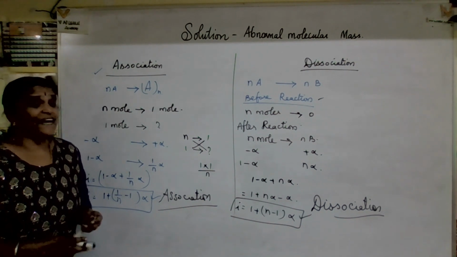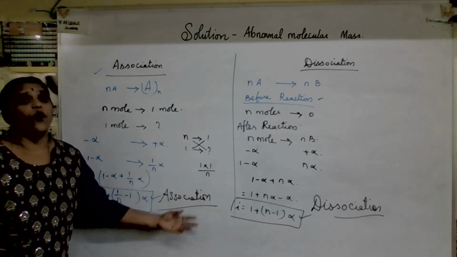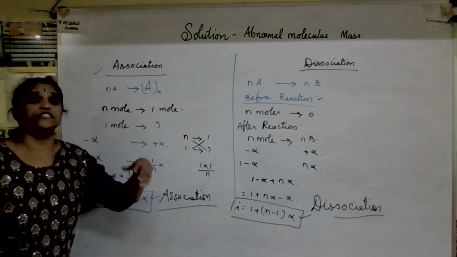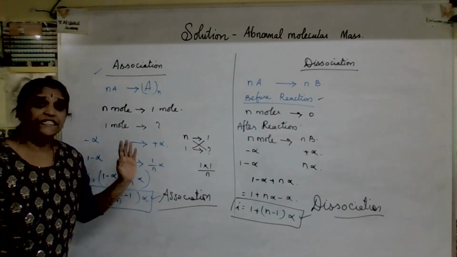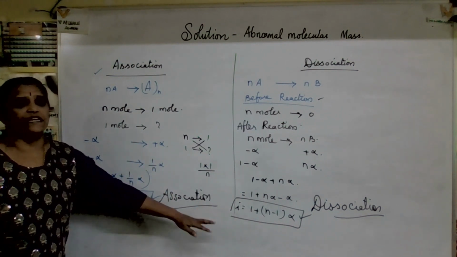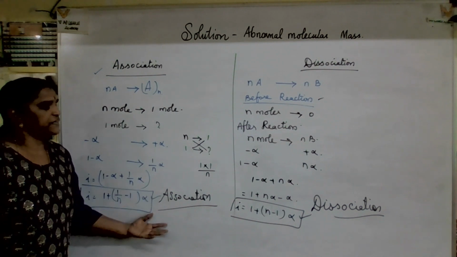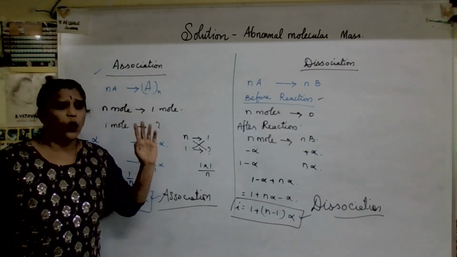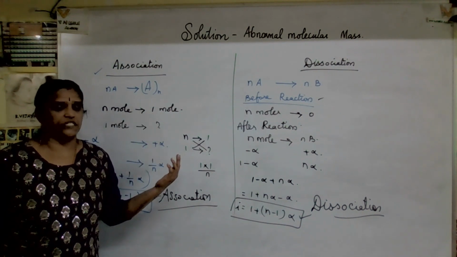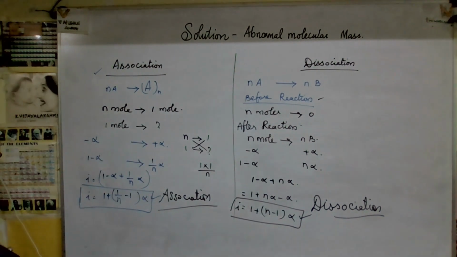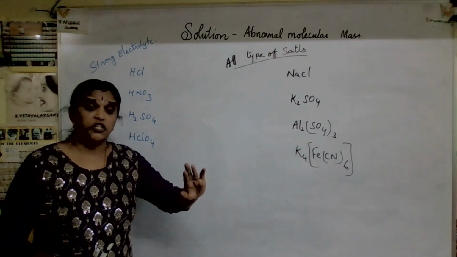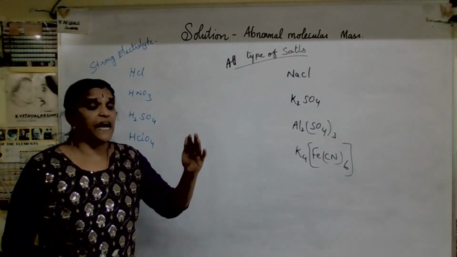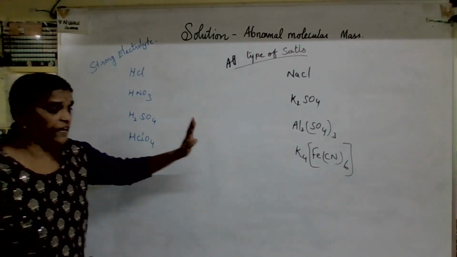Now why do we require these two formulas? To analyze the number of particles, how many particles a certain substance associates or dissociates into. Suppose they give any substance; to analyze the number of particles, we go for these association and dissociation formulas. Now let us see the sums and how questions come. Generally, dissociation means i is greater than 1 and association means i is less than 1.